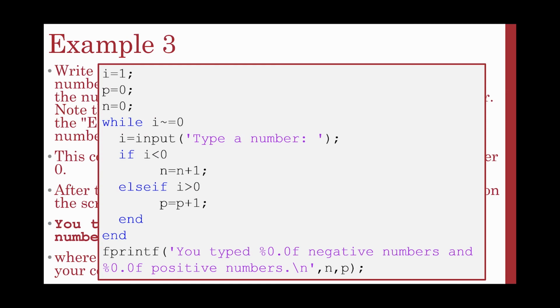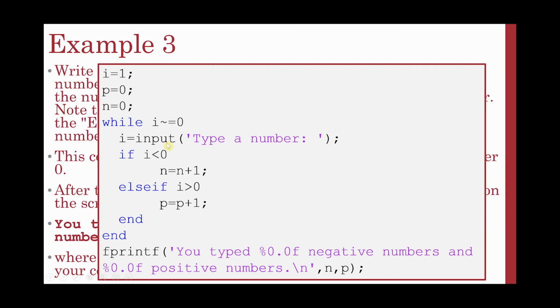Well, first we're going to start with some random number. We want to make sure that it's a random number that triggers our loop. We're going to set p equal to 0, so positive is 0 and negative 0. So we're going to set p and n to 0. So then we're going to ask while i is not equal to 0, because we want any value but 0.